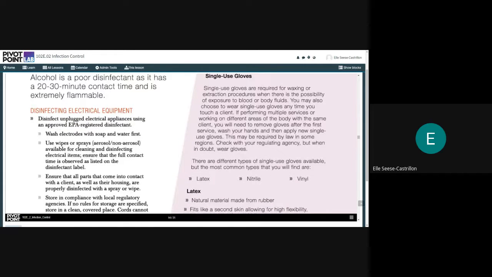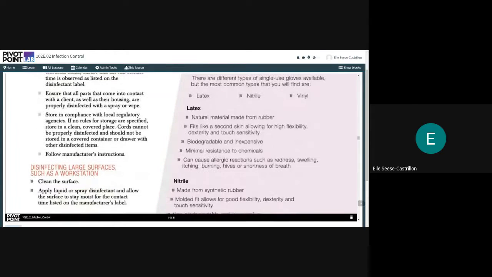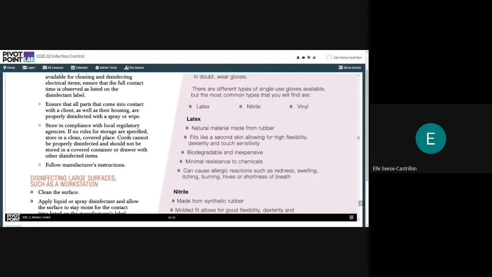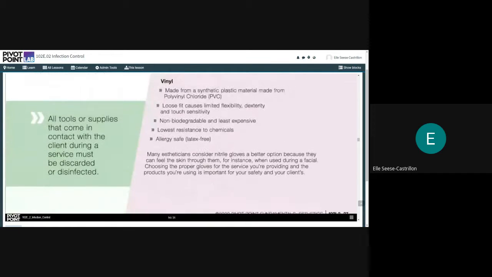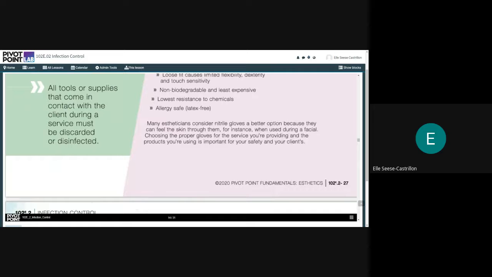Alcohol is a poor disinfectant. It only has a 20 to 30-minute contact time and is extremely flammable. So when you're using gloves, remember that these are single-use items, and nitrile is going to be the best. I would stay away from latex and I would stay away from vinyl. Latex, there's a lot of allergies, and vinyl is very poor quality, so they actually get holes in them very easily. Nitrile is usually the best way, and nitrile really feels like skin to skin. It doesn't even feel like you have a pair of gloves on. So all tools or supplies that come in contact with the client during the service must be discarded and then disinfected.